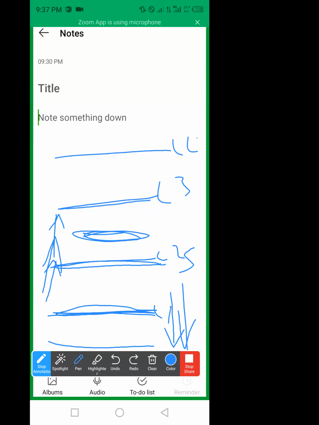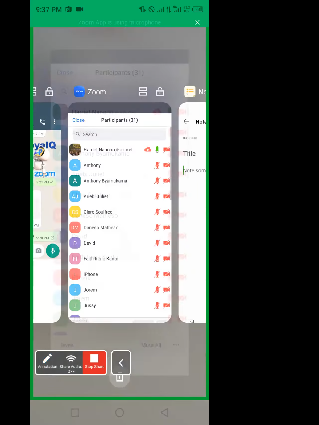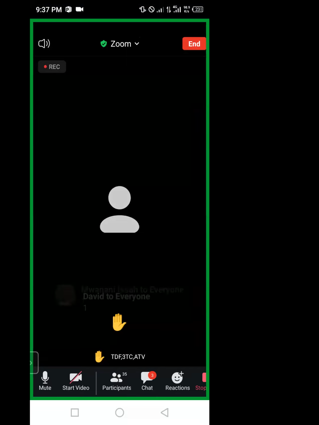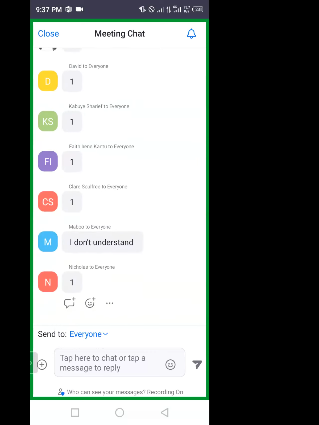Are we there? From what I've said, members, if you have understood, please give me a 1 in the chat room, so that I get to understand that you have understood that small example I've talked about. I see someone putting up the hand, I'll come to you. Dong Emmanuel, Manani Issa, David, Kabuya Sharif, and then Irene Kantu says, I see 1. Mabu has said, I don't understand.